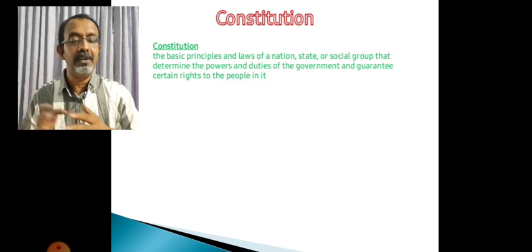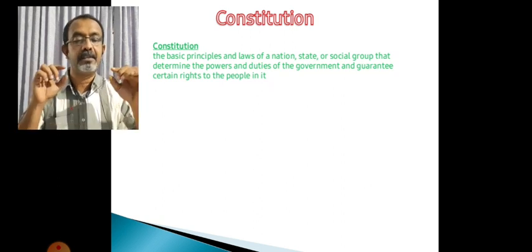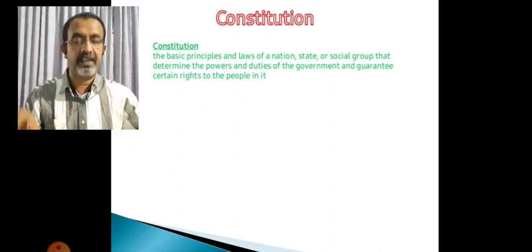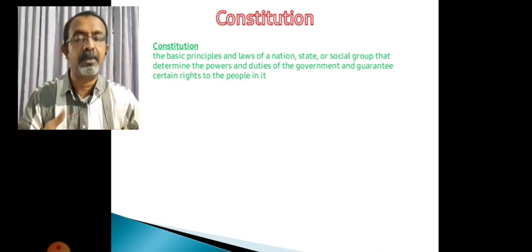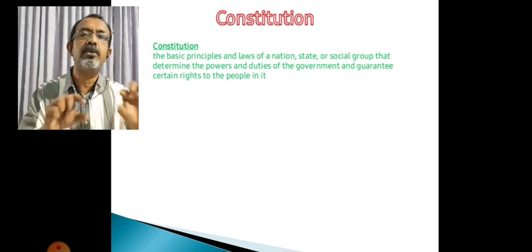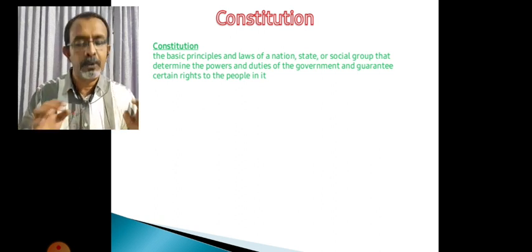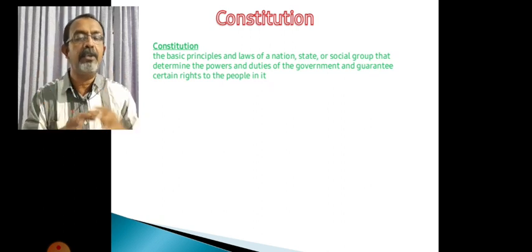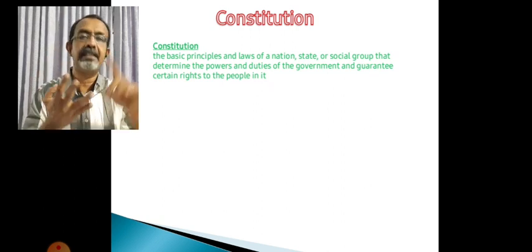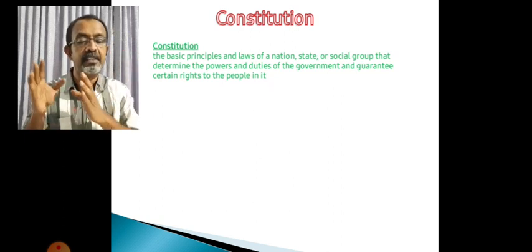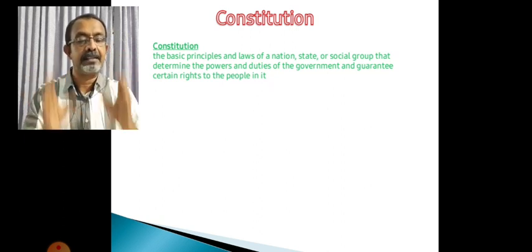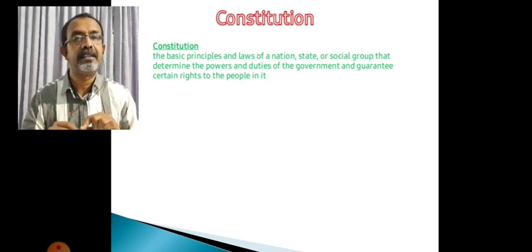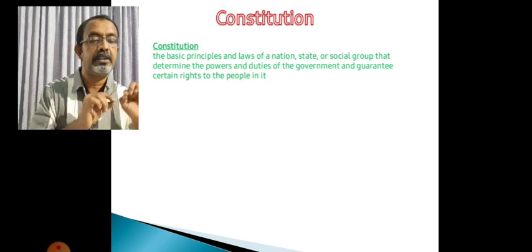Again, going back to football, if we are playing football, these are the basic principles. Do not touch with the hand, play in the field, try to score in the opponent's post. These are the basic rules of football, isn't it? So, in those terms, it is the basic principles and laws of a nation, state, or a social group. That's the first part. The second part is that it determines the powers and duties of the government and guarantees certain rights to the people in it.